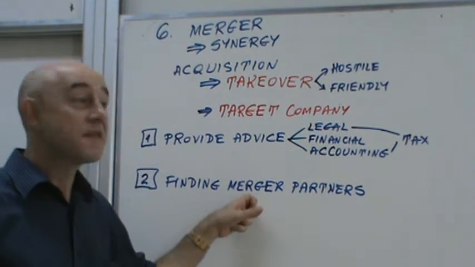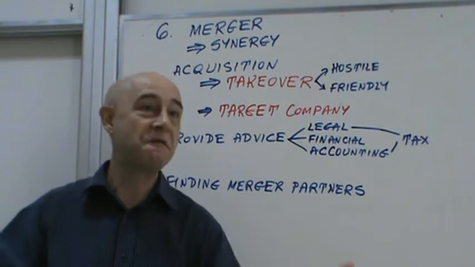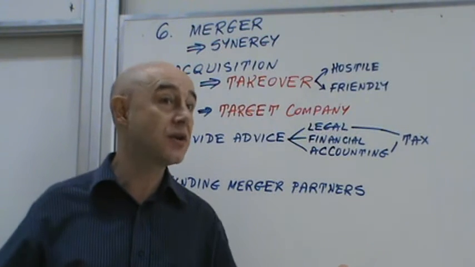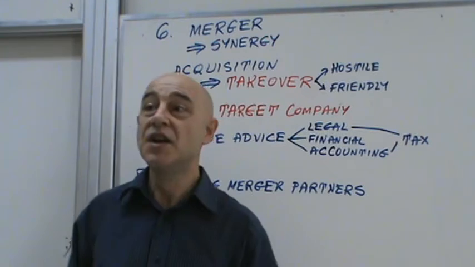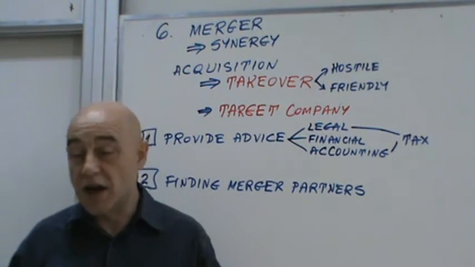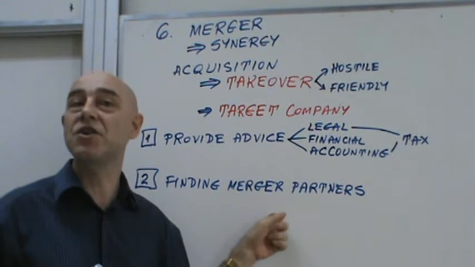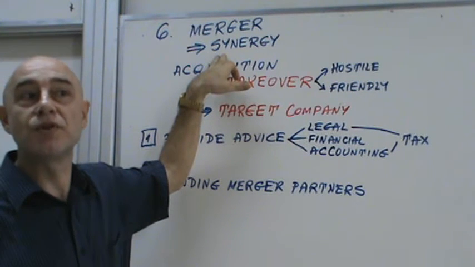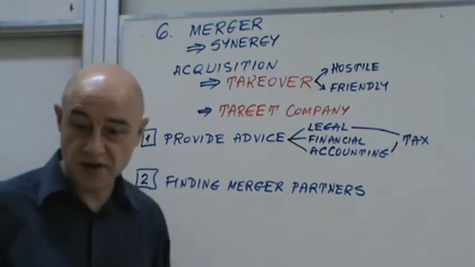All right, so finding merger partners, the investment bank will know the field. Some investment banks will specialize in oil and oil companies. Others will specialize in technology companies. So when one technology company decides to acquire another technology company, the investment bank might have a better idea about the synergies or the potential synergies with another company. So finding merger partners is the second.